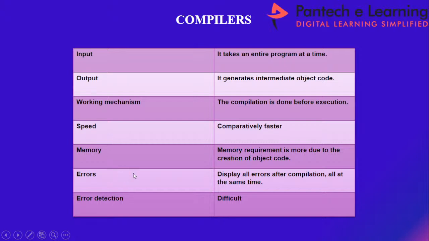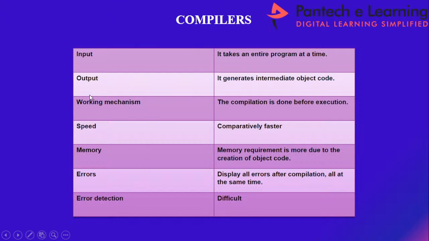And for memory requirement, it requires more memory due to the creation of object code. And it displays all the errors after compilation, all at the same time. So all these are the different units, modules that are present in a compiler. And error detection is difficult in a compiler when compared to the interpreter. Clear with this? So all these are the different units that are present in a compiler.